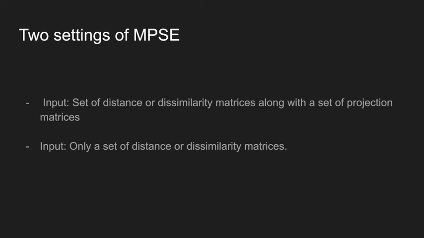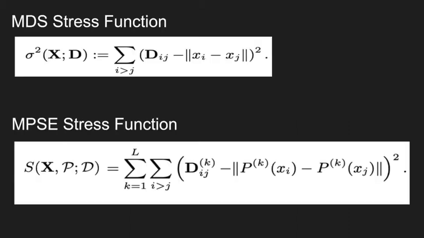The second setting takes as input only the set of distance or dissimilarity matrices. The goal of the algorithm is to embed the dataset in 3D and to find the best projection planes so that each projection best approximates the corresponding dissimilarity matrix. For both settings, we propose optimization algorithms that generalize standard multidimensional scaling.